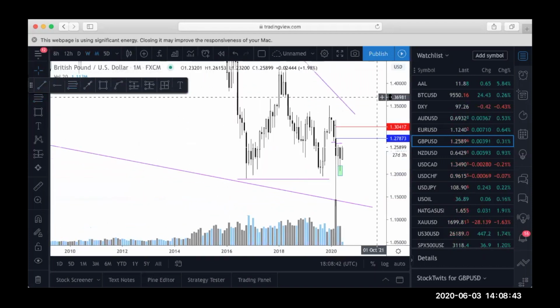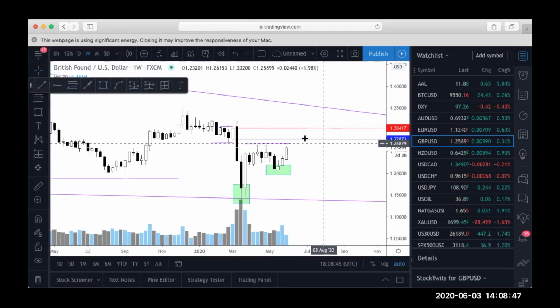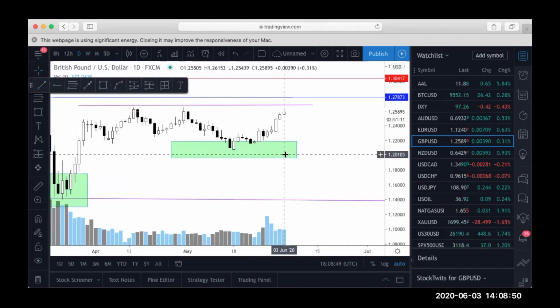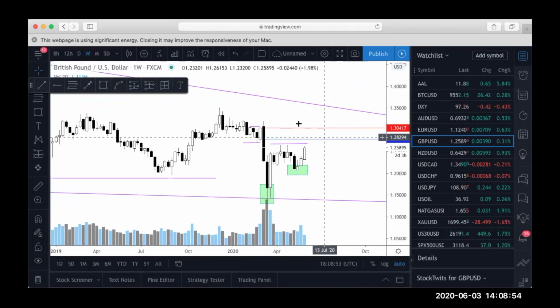So monthly says long-term bearish. Weekly says entry for a sell entry. Daily time frame says liquidity above. So we know that liquidity is going to get broken. Our weekly target is going to get attacked and then drop all the way.